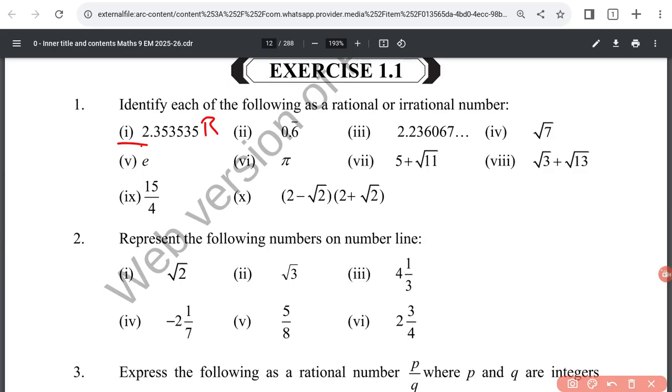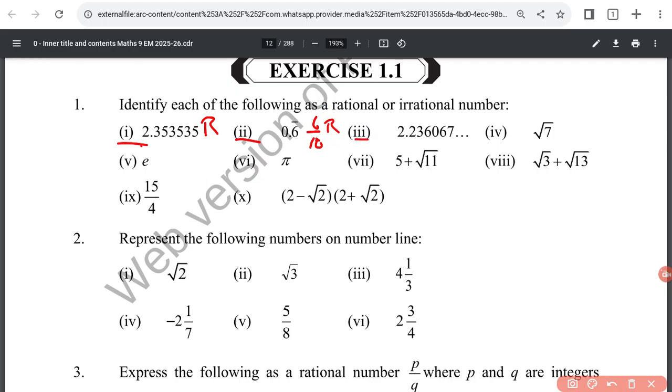And then if we talk about the second one, that is 0.6. So 0.6 is a terminating decimal and it can be written in the form of a fraction, like 6/10. So it is also a rational number.